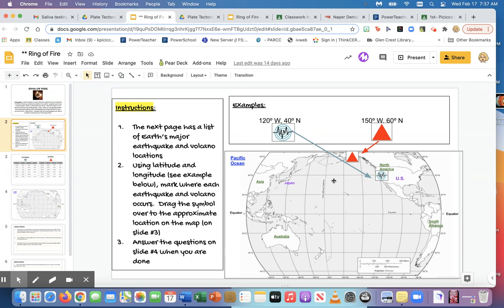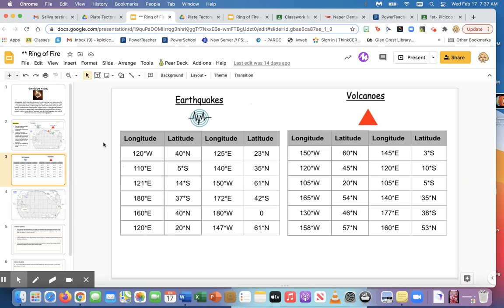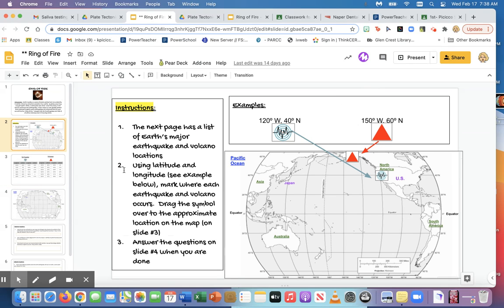So here's the directions and a sample picture, okay? So it says instructions. The next page has a list of Earth's major earthquake and volcano locations. So if I go to the next slide, I will see, whoa, here's a whole bunch of earthquakes that are very famous in terms of where they've occurred, and volcanoes, okay? It says number 2, using latitude and longitude, see the example, mark where each earthquake and volcano occurs. Drag the symbol over to the approximate location on the map, which is on slide 3. And then you're going to answer the questions. So let's take a look at this.